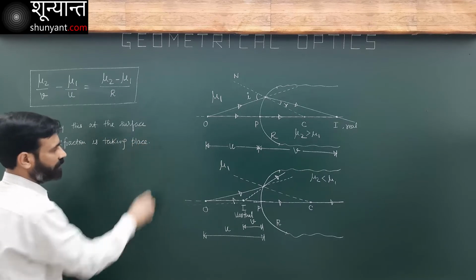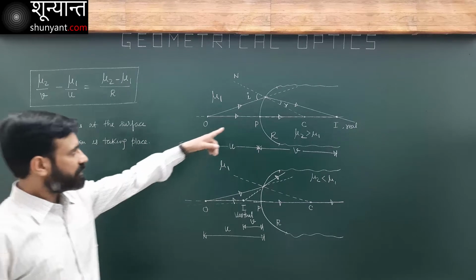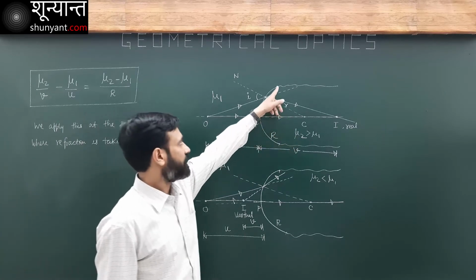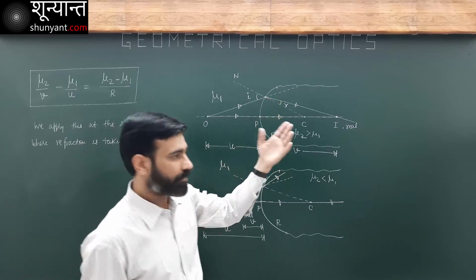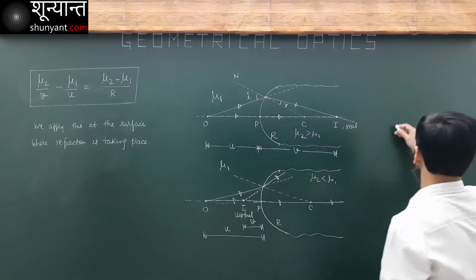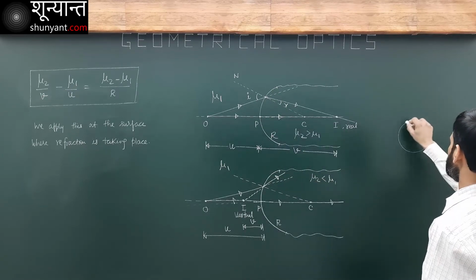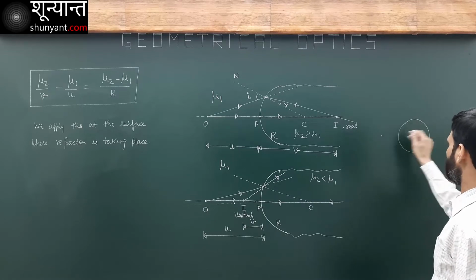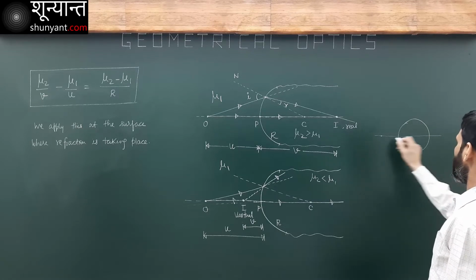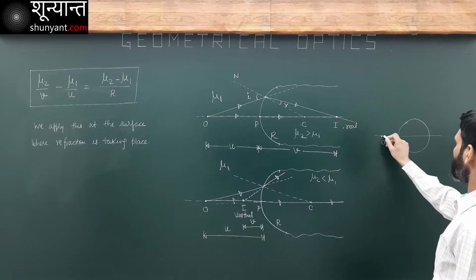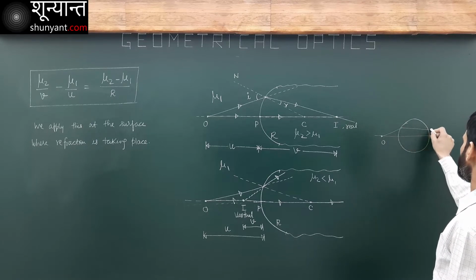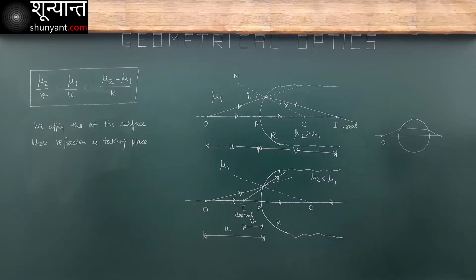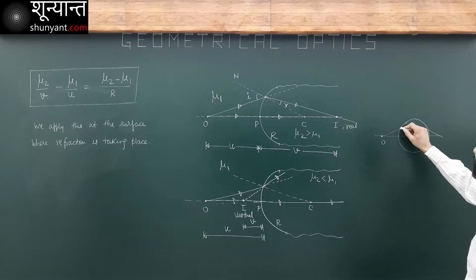Why am I writing it? It is because in this case there is only one surface where refraction is taking place. But take this example here. Let's say I have an object like this. This is a glass sphere, a transparent medium, and my object is kept here. The light rays are going to be refracted like this, in several ways. So one refraction is taking place here, the other refraction is taking place here.